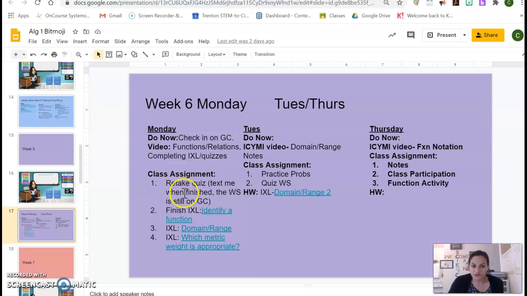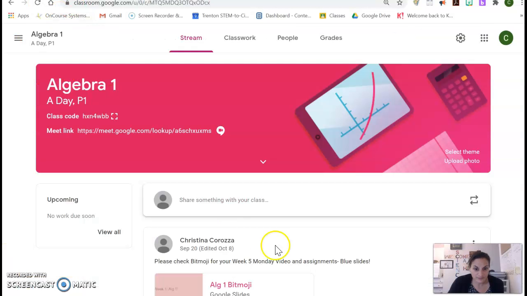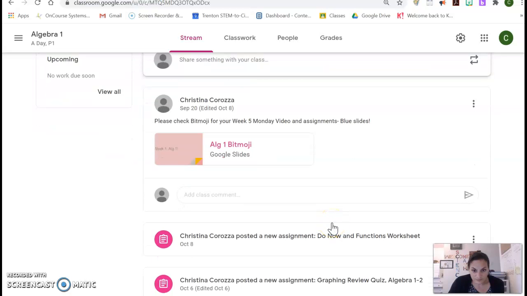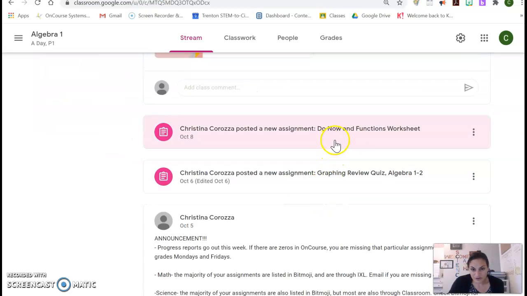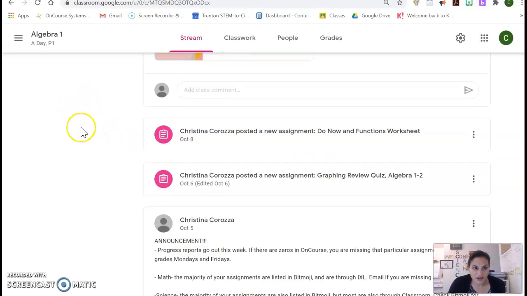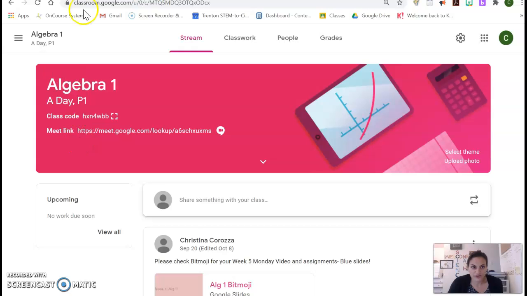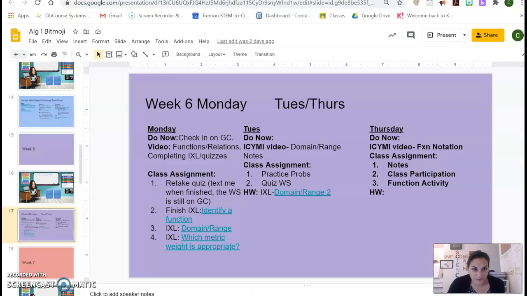If you did not do great with the quiz, the Wiser worksheet, please make sure that you go back in and hand in that document. There were a couple of you guys who did not hand it in. You have to make sure that you click hand in. That is on Classroom. It is labeled here, the Graphing Review Quiz, Algebra 1 to 2. That's what you should be rehanding in if you have not already or if you don't like the grade that you have. Okay, that is number 1.